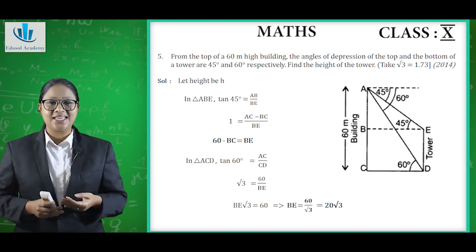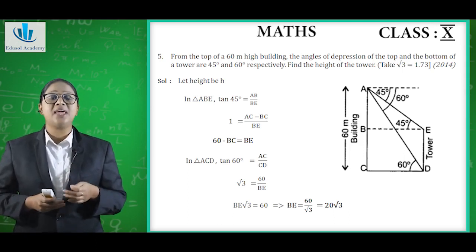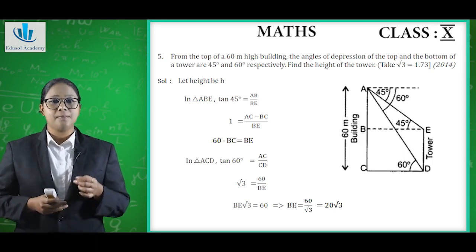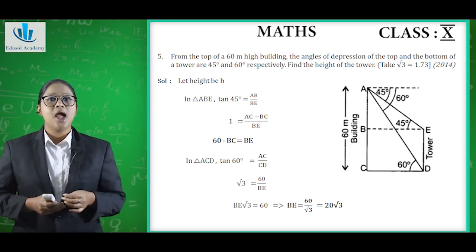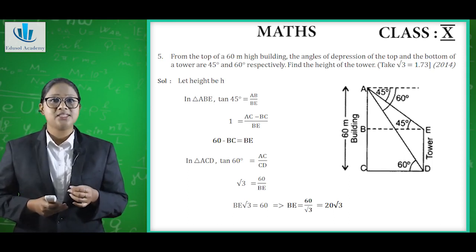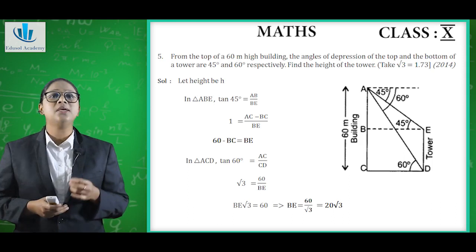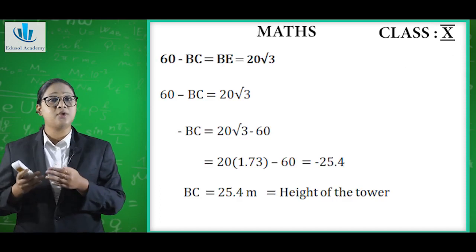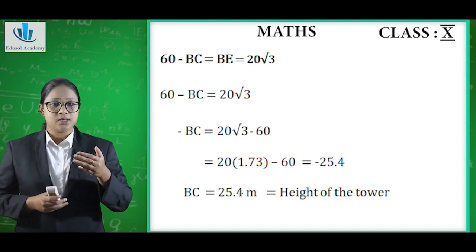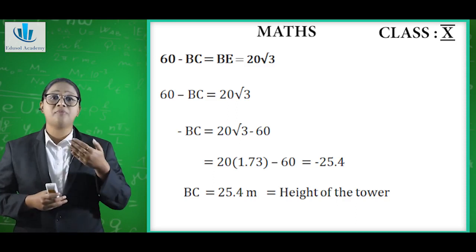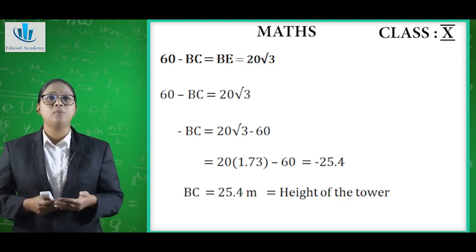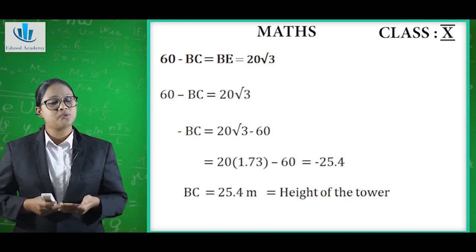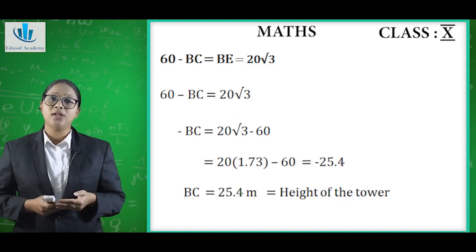Now we'll come to the next triangle. In triangle ACD, tan 60 is equal to AC by CD. Tan 60 is equal to root 3. So 60 by BE is equal to root 3. Upon substitution, we will get the value of BE as 20 root 3. Now 60 minus BC is equal to BE, that is equal to 20 root 3. Then we can simplify it and obtain the value of BC as 25.4 meter. Now BC is same as ED, which is the height of the tower. Therefore the height of the tower is equal to 25.4 meter.